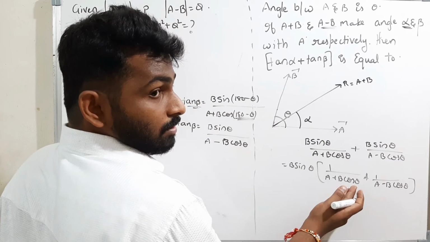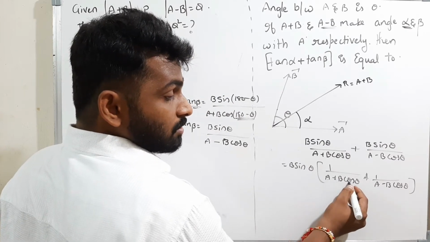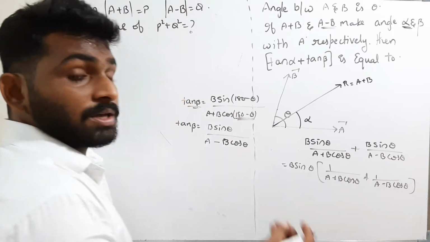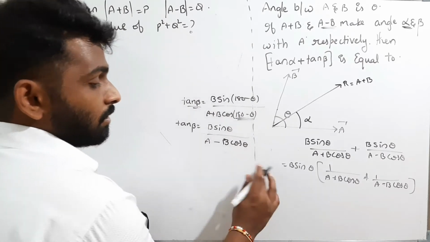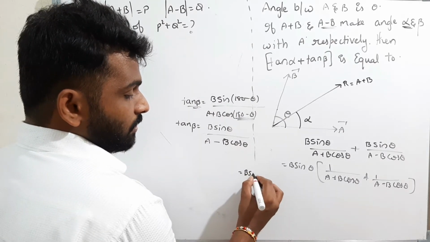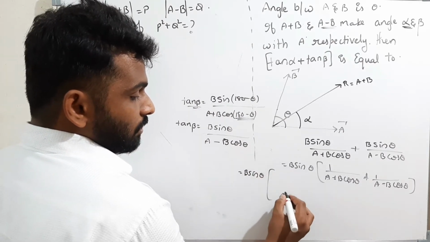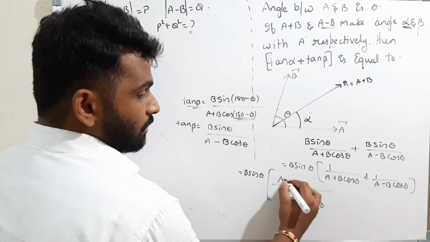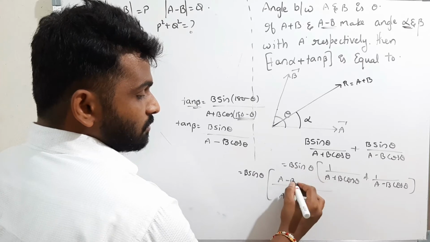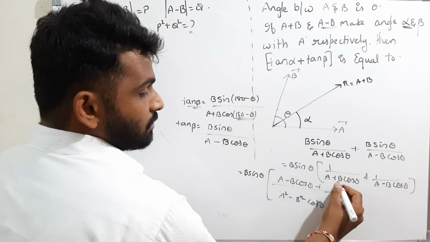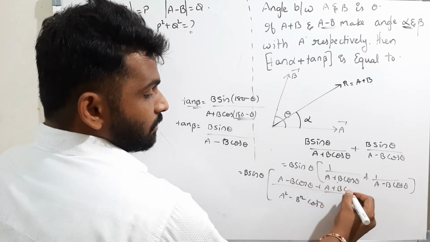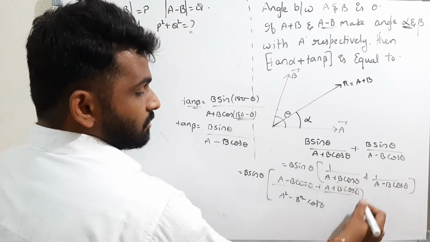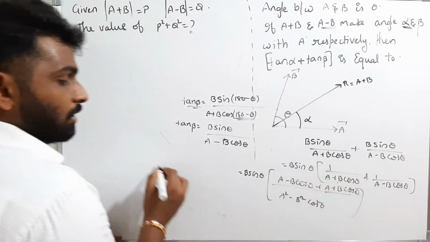If you take LCM, what will you get? (a plus b) into (a minus b), which is nothing but a square minus b square. Therefore, b sin theta is equal to a square minus b square cos square theta, by a plus a minus b cos theta plus a plus b cos theta, where plus b and minus b cancel. What is the answer? A plus a is nothing but 2a. Therefore, what is the final answer?